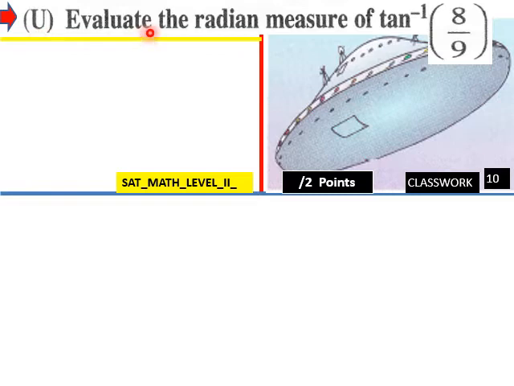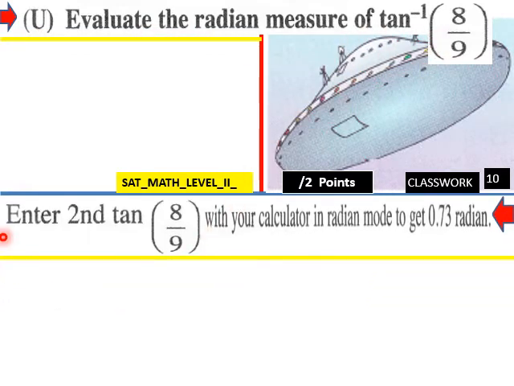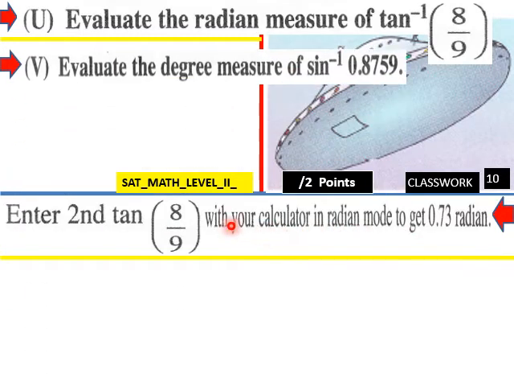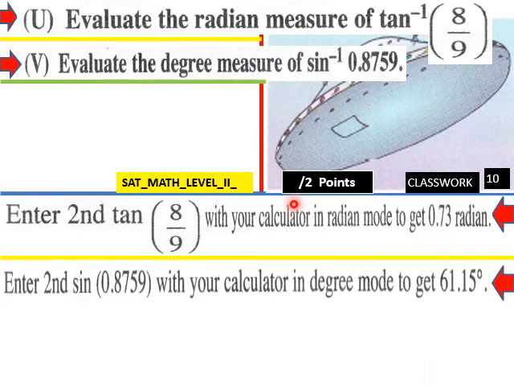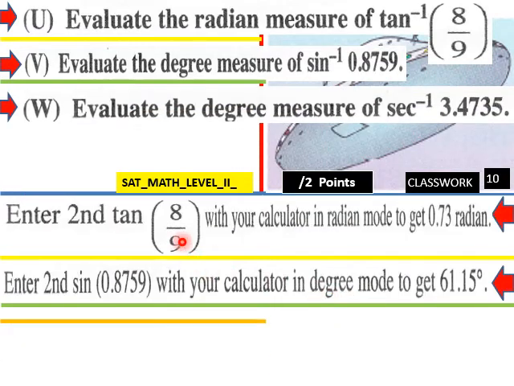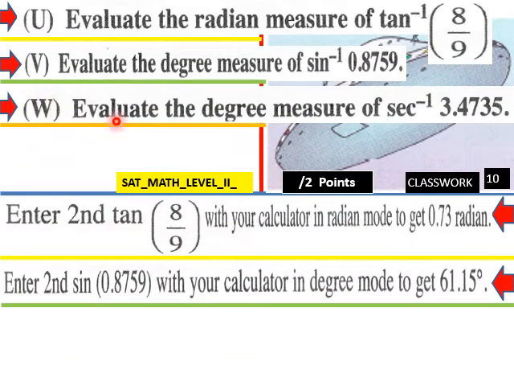Here, evaluate the radian measure of the inverse tan of 8/9. So enter second tan 8/9 with your calculator in radian mode to get 0.73 radian. And then for V, evaluate the degree measure of inverse sine 0.8759. So enter second sine 0.8759 with your calculator in degree mode to get 61.15 degrees.